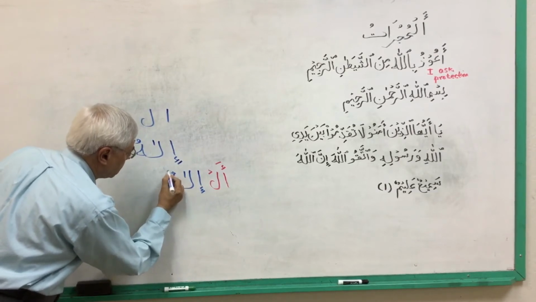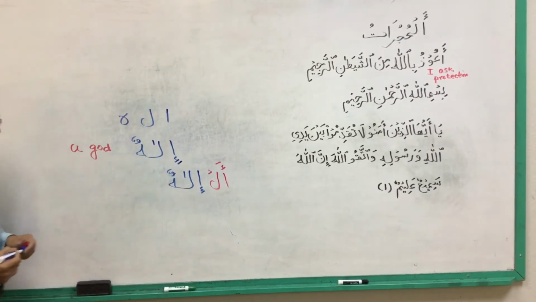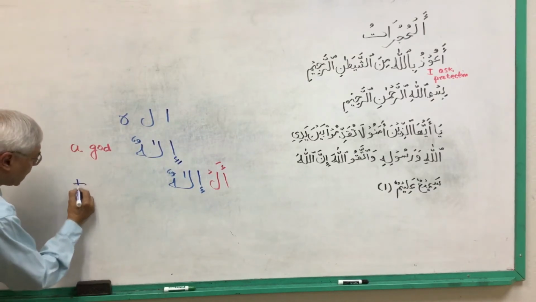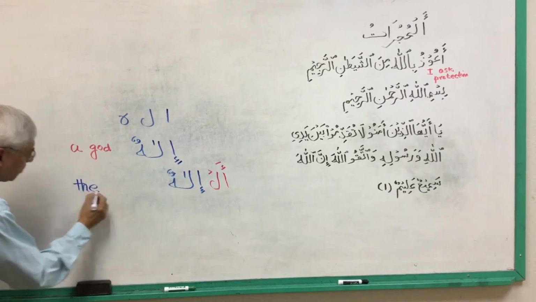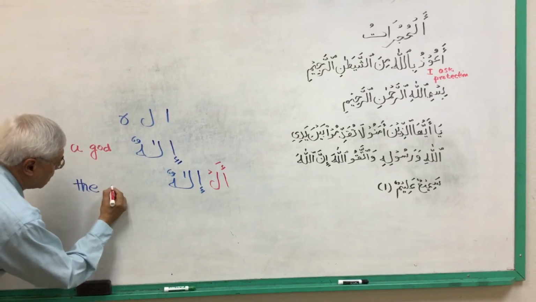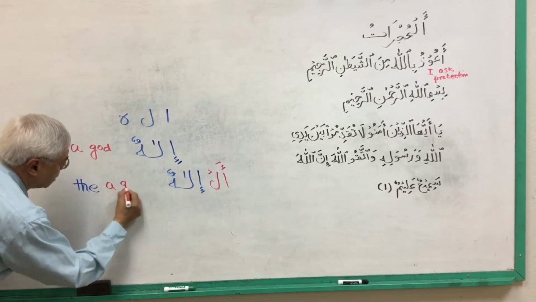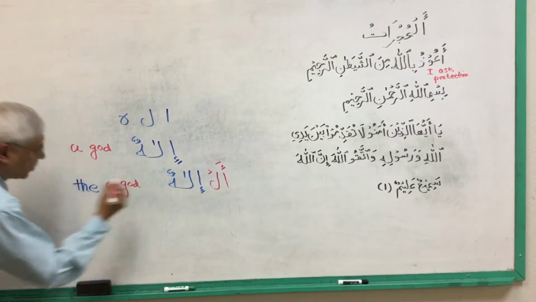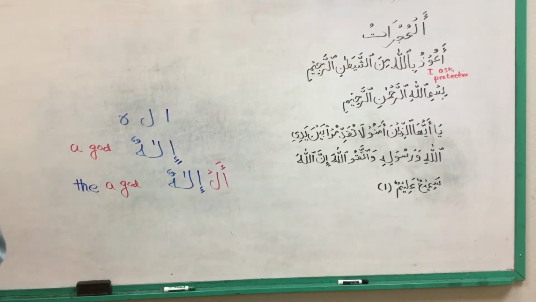Ilahun. Al-Ilahun. Al means the. So what I did actually, I put the before that. The, a God. Okay. So far that is the formation.